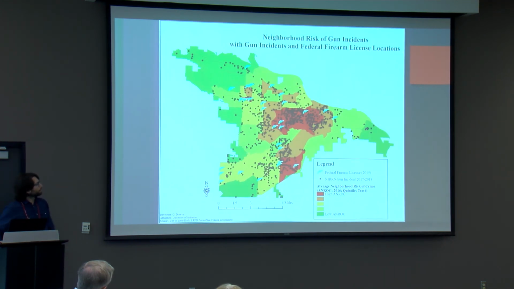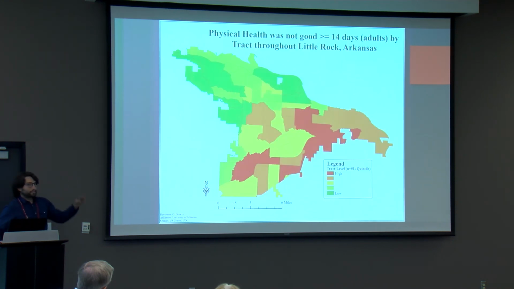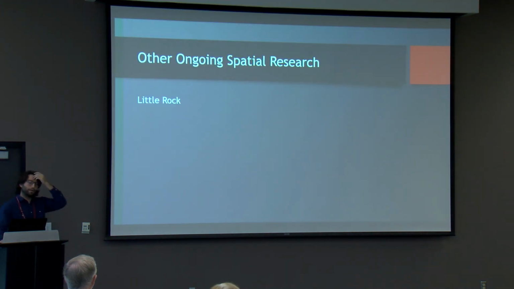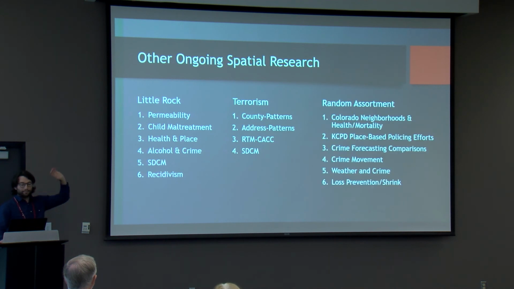So block group, then tract. If anyone's familiar with the CDC 500 Cities study, Little Rock is one of the communities that has data available at the tract level. Where we see high crime and high disadvantage, we also see high risk for poor physical health and also mental health. A lot of my research now is being pulled into more of a public health model. And since I have all those people named on the front end, these are some of the projects we have going on in just Little Rock.